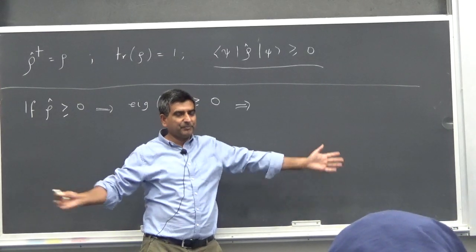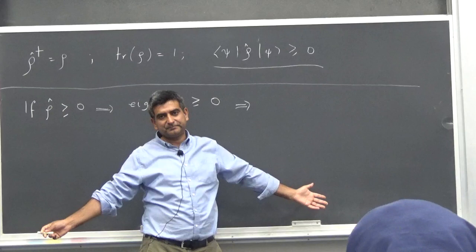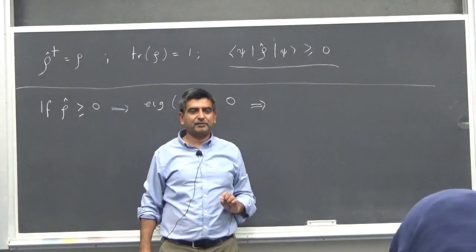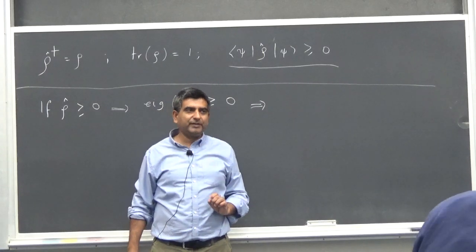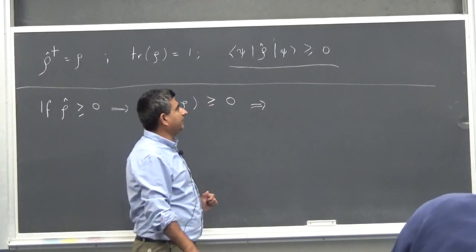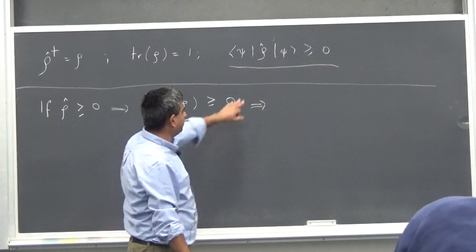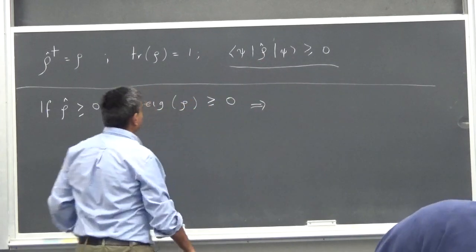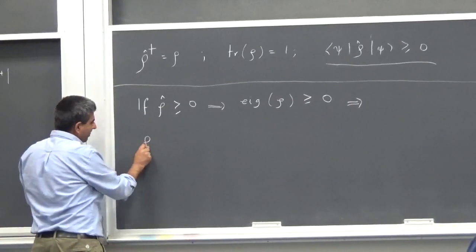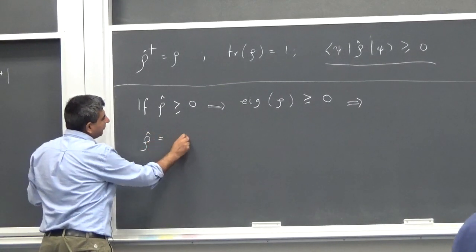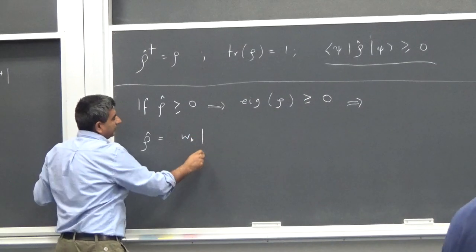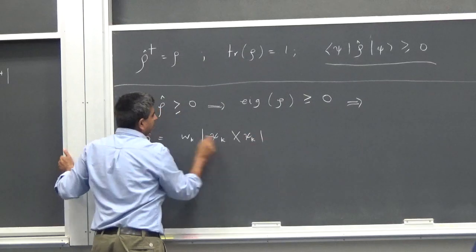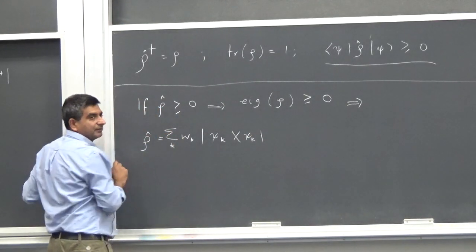Psi is any quantum state. This is how we define a positive operator. Let me backtrack a little bit and show why rho is a positive density operator. I know that rho is given by the sum over k of w_k, ket psi k, bra psi k.